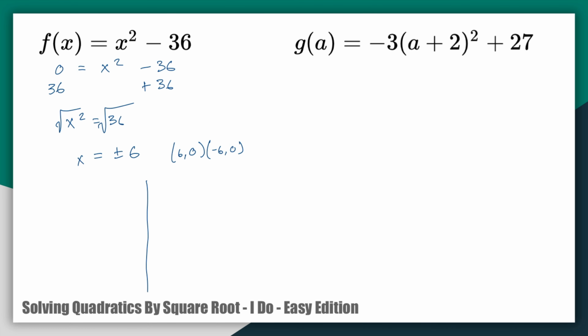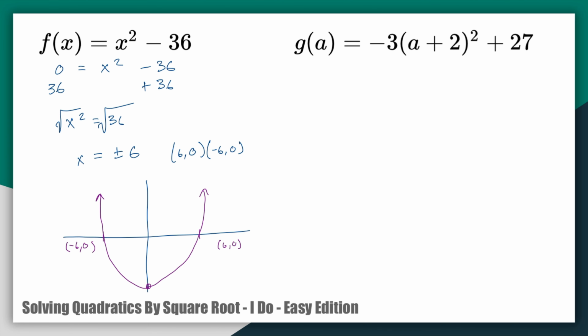Now, that means your x-intercepts are at (6, 0) and (negative 6, 0). So if I were to just sketch a graph of what this would look like, let's call this (6, 0), and we'll call this (negative 6, 0). We know our graph is going to look like this, right? It's going up because our a value is positive, all right?